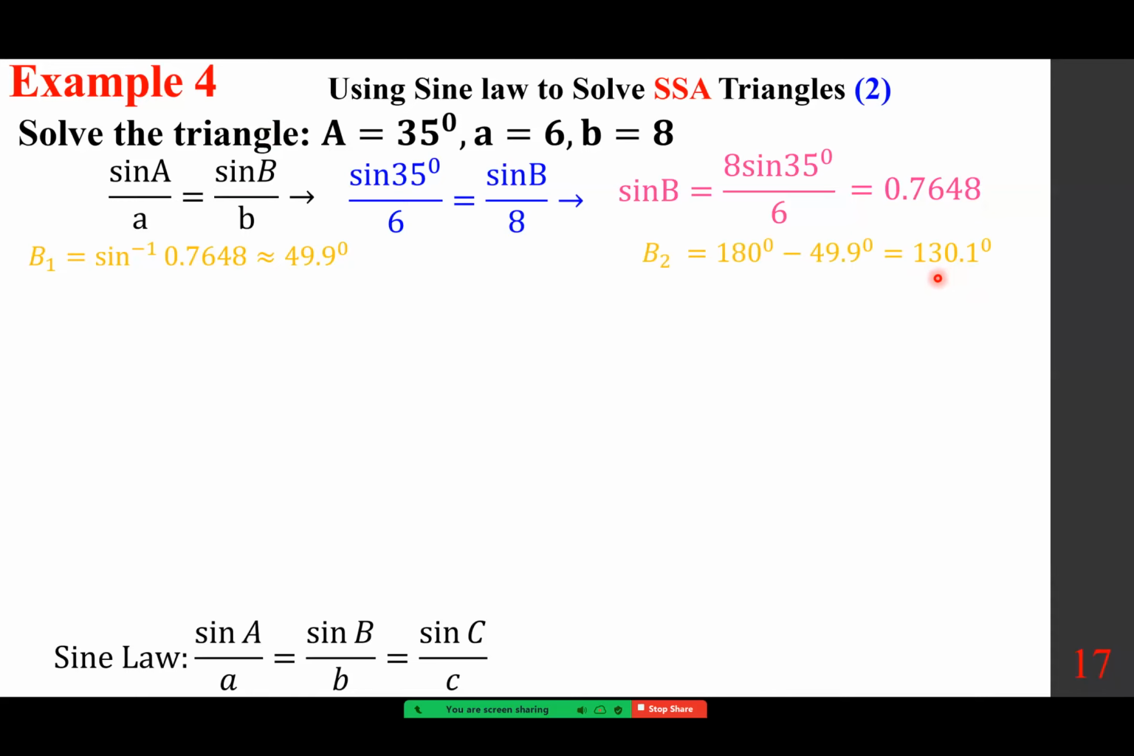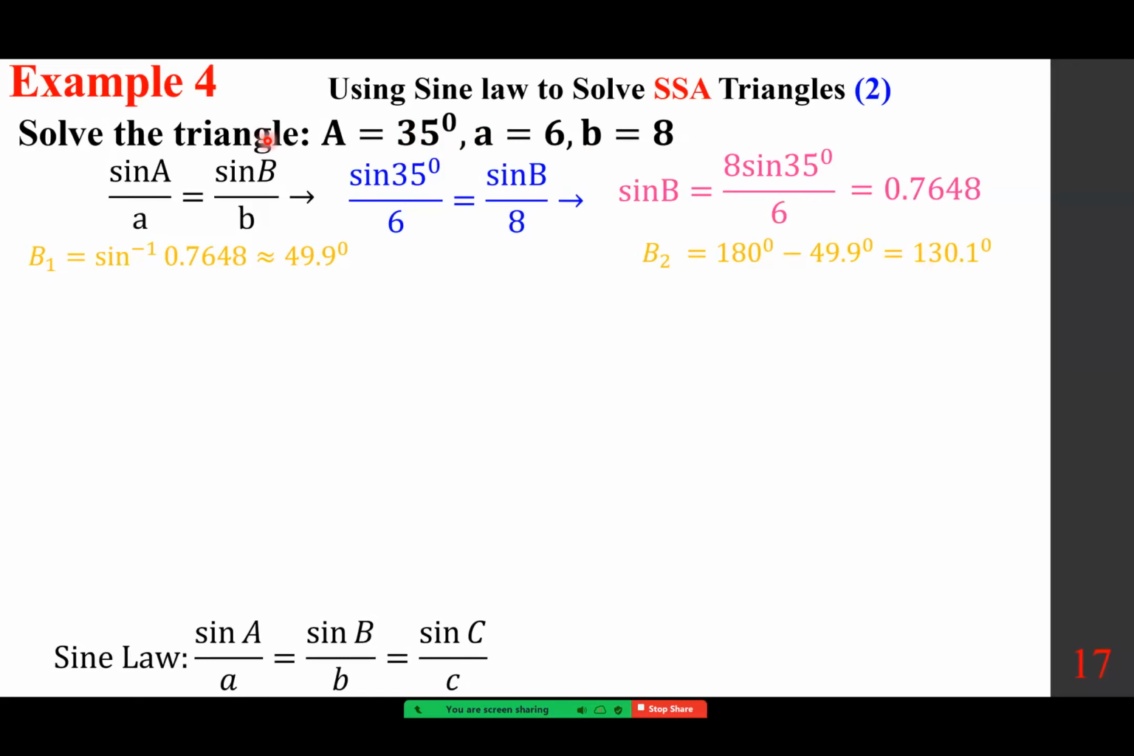Yes or no? Yes, it does, because take a look. If we add these two numbers, everybody, I'm talking about the angles, 35 and 130.1 is 165.1. The sum of these two angles is less than 180. That means we can make up the third angle.